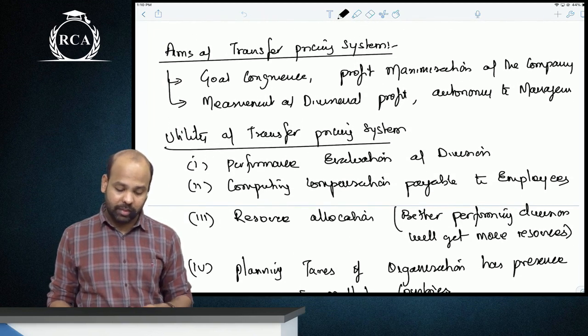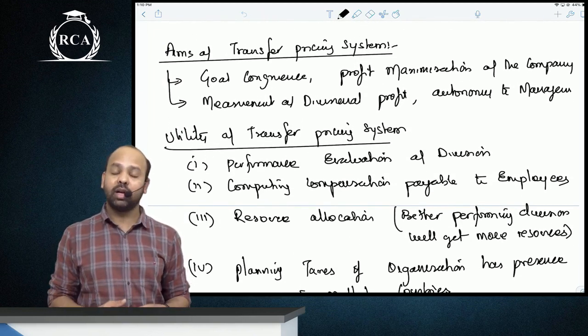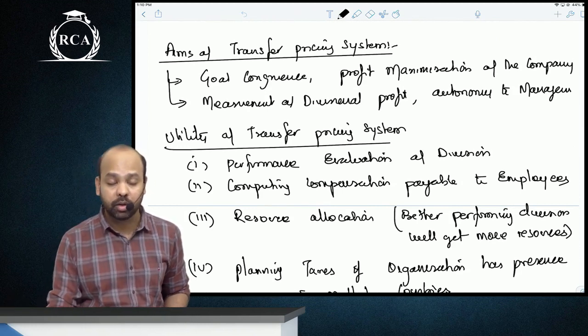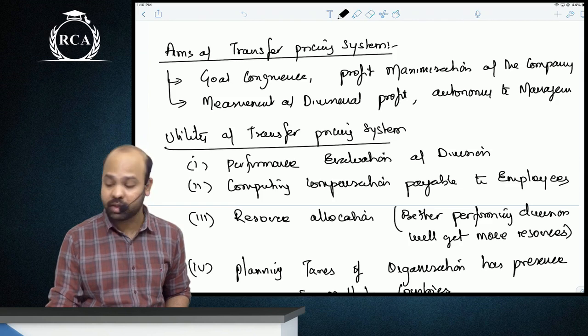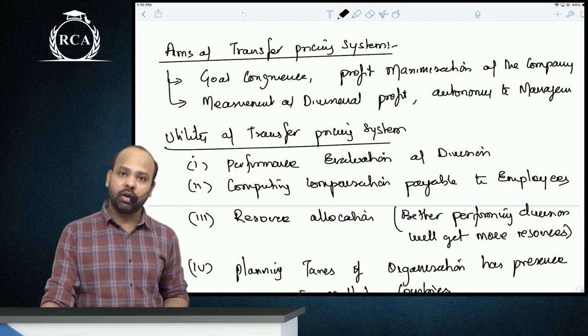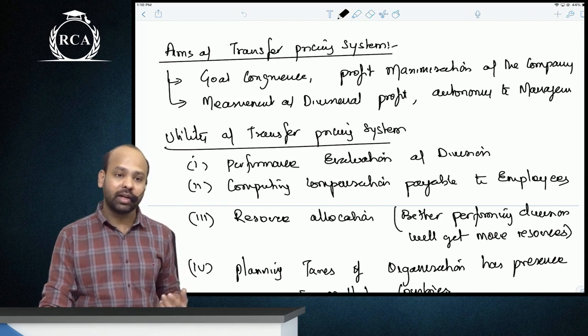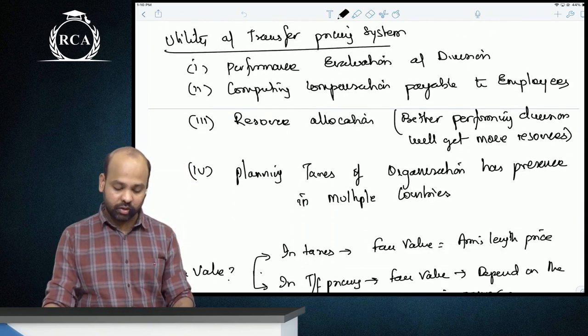And then the aims of the transfer pricing system. The ultimate aim of a transfer pricing system is to promote goal congruence, ensure that the overall profits of the company are maximized. You are able to measure divisional profit. At the same time, there is independence given to managers so that they can take decisions which are in the best interest of the organization.